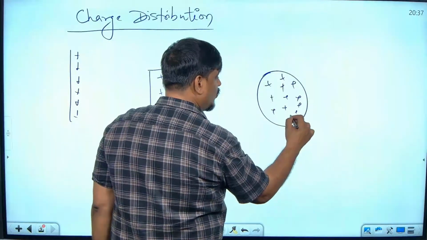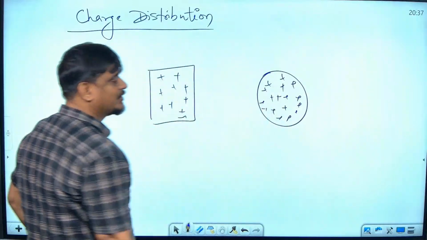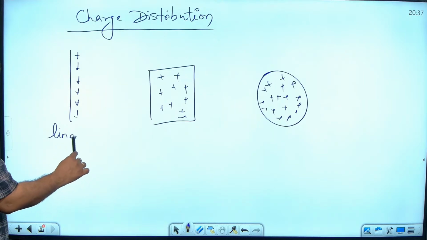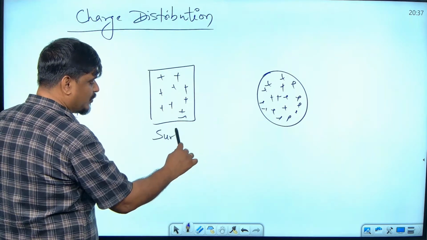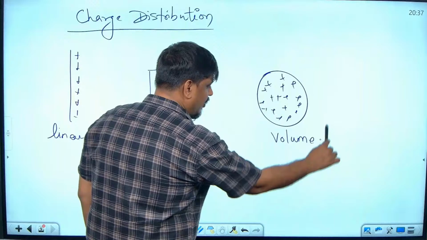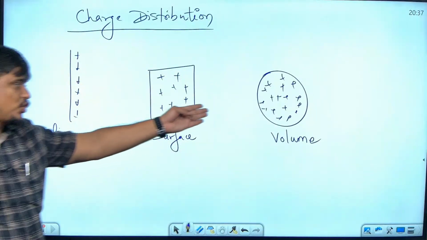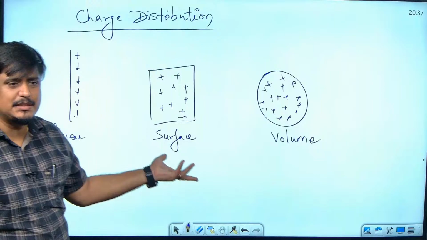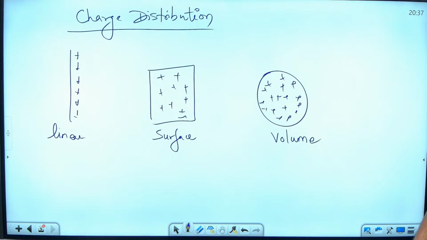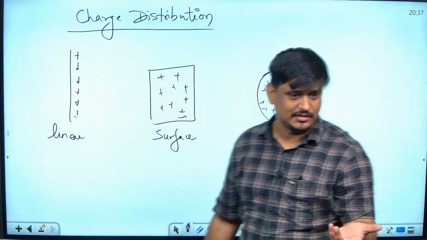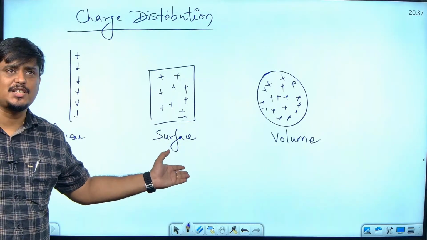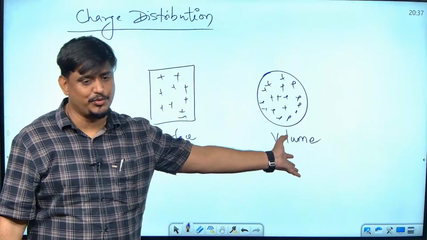So we come to this charge distribution. This is called as linear charge distribution. This is called as surface charge distribution, and this is called as volume charge distribution. Also sometimes called as cubic, superficial, these are the names given. Same like your 11th standard thermal properties of matter. Expansion, linear expansion, superficial expansion, cubic expansion, something like that. Linear charge distribution, surface charge distribution, volume charge distribution.